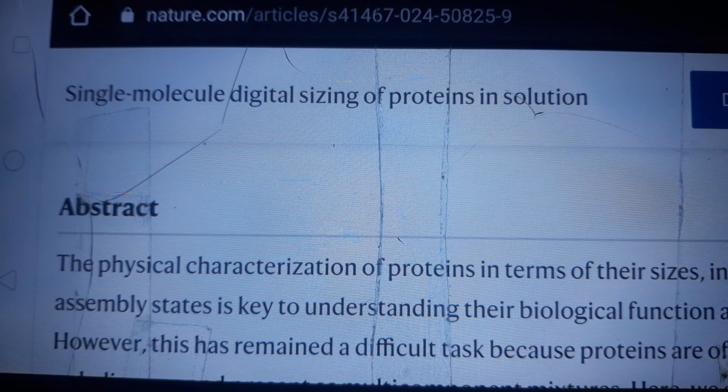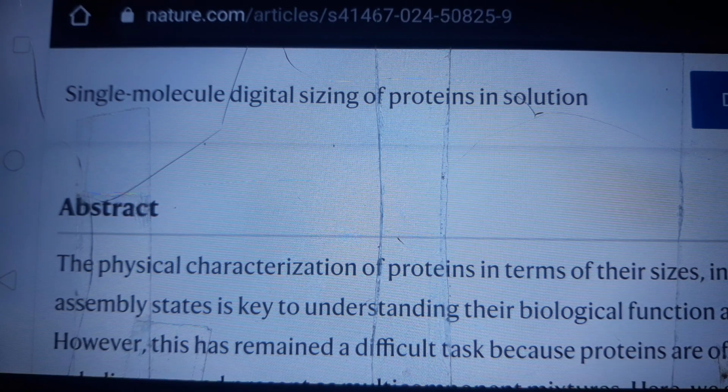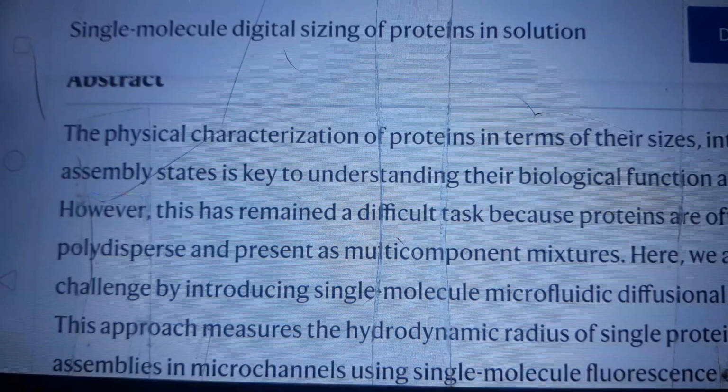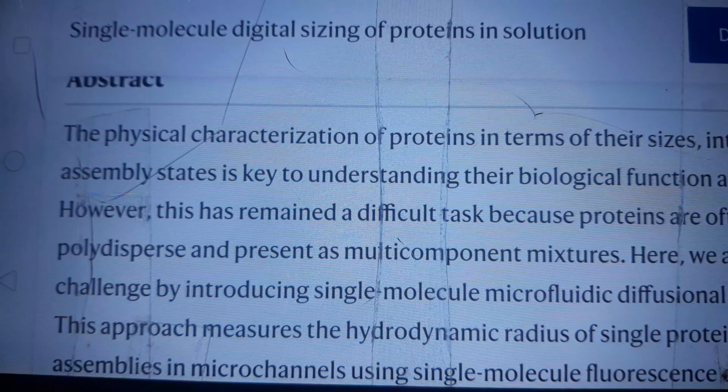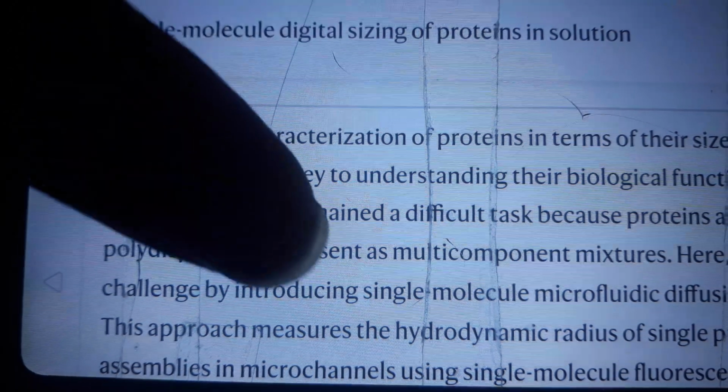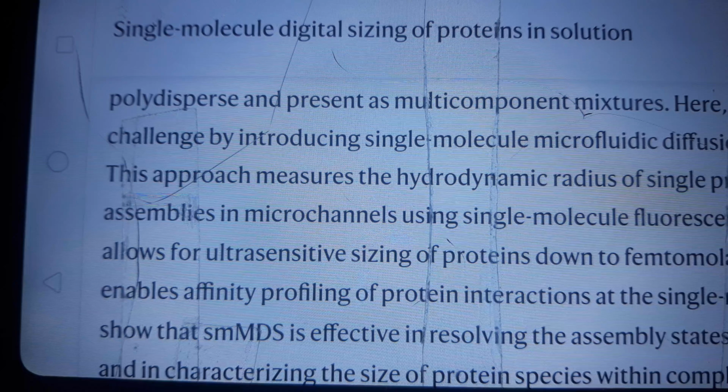Now we deal with single molecule digital sizing of proteins in solution. To go with the abstract, the physical characterization of proteins in terms of their sizes, interactions, and assembly states is key to understanding their biological function and dysfunction. However, this has remained a difficult task because proteins are often highly polydisperse and present as multi-component mixtures. Here we address this challenge by introducing single molecule microfluidic diffusional sizing, SMMDS.